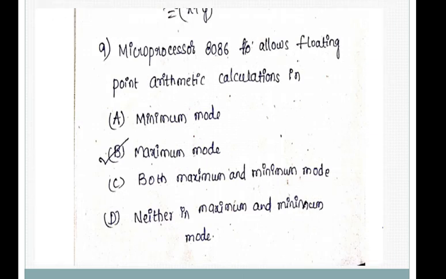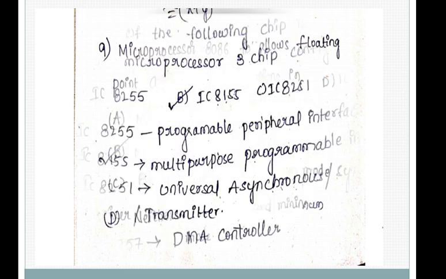The next question: microprocessor 8086 allows floating point arithmetic calculations in which mode? We know that the microprocessor operates in two modes, that is minimum mode and maximum mode. Here the floating point arithmetic operations are allowed by the maximum mode of operation of the microprocessor.